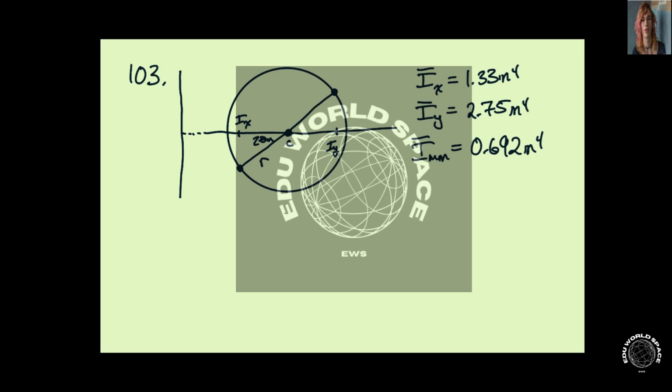we draw Mohr's circle. So we know this, which means we can get the center. Then we get the radius, and we can then start cranking out other properties from there. So our center is at the average of these two things, so 2.04 inches to the fourth.